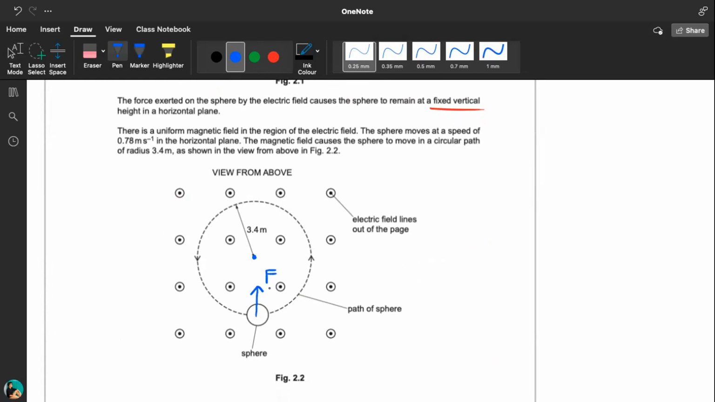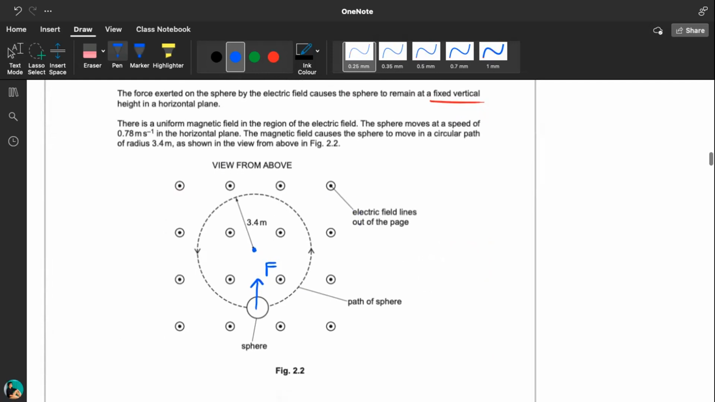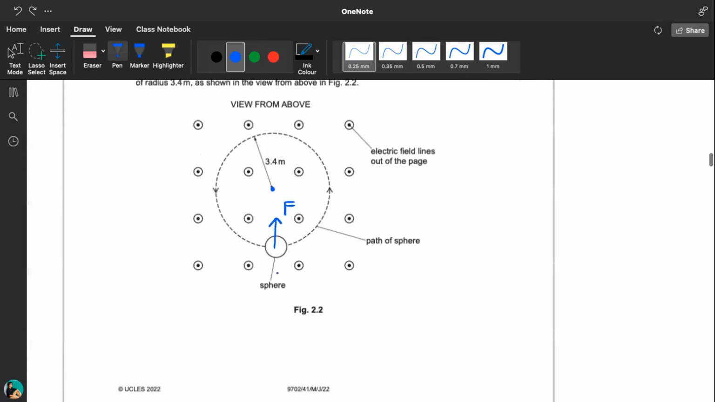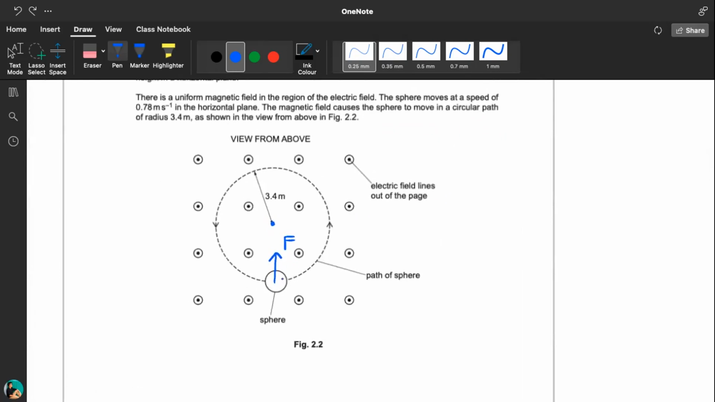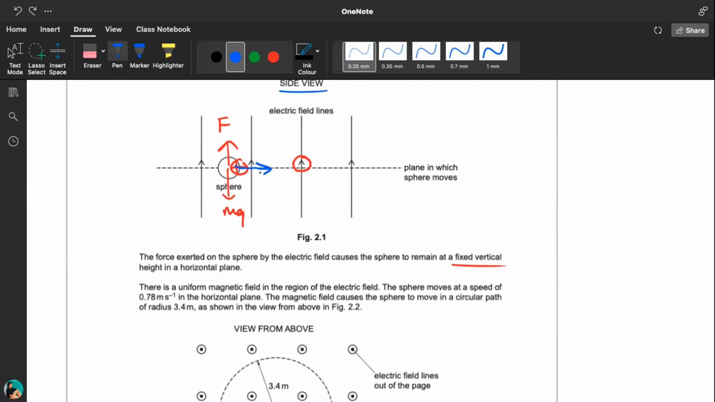Now, from the question, also one thing to take note of. What is this? Electric field lines out of the page. Okay, this is not magnetic field. You see the dot with a circle around it. These are electric field. Magnetic field is without the circle. But they will label for you also. All right. So from top view, you look down, it is moving in a circle, but from side view, it's like moving here, okay, like this.